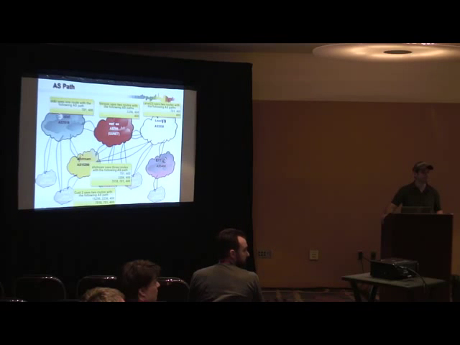I know on Cisco you can turn off BGP AS path hops as a selection in the algorithm. You can turn it off. Can you do that in Juniper, do you know?